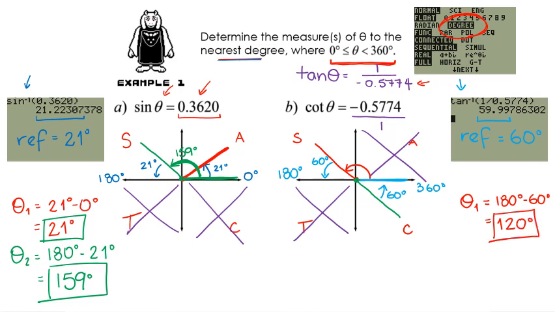Now, for our second solution, I'll call that theta 2. We're trying to figure out our angle starting from 0 all the way up to the terminal arm in quadrant number 4. So because the terminal arm is closest to 360, I'm going to take 360 degrees, subtract away the reference angle of 60. So then whatever's left over is 300 degrees. So our second angle will be equal to 300 degrees.